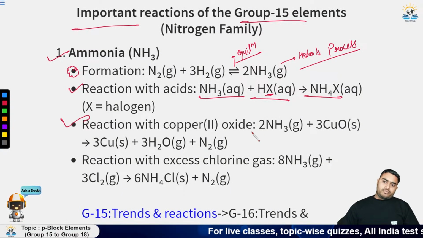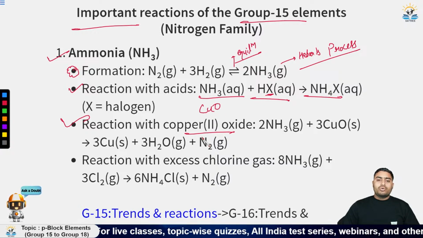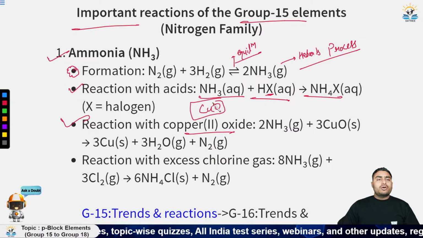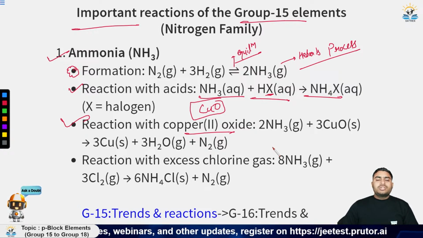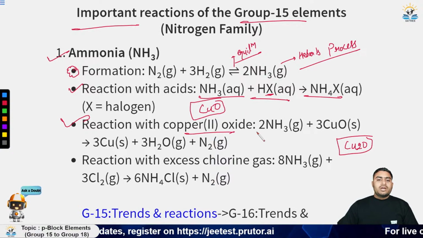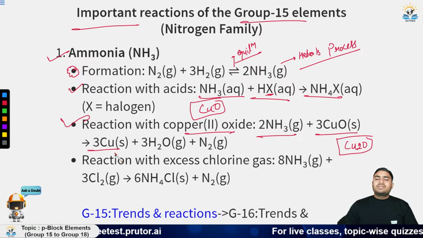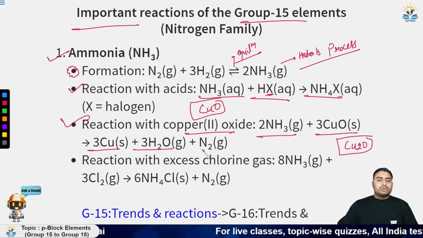Next is reaction with copper 2 oxide. Copper 2 oxide means what? CuO. Okay, copper 2 oxide means CuO, and copper 1 oxide means Cu2O. So 2NH3 plus 3CuO will give 3Cu plus 3H2O plus N2.